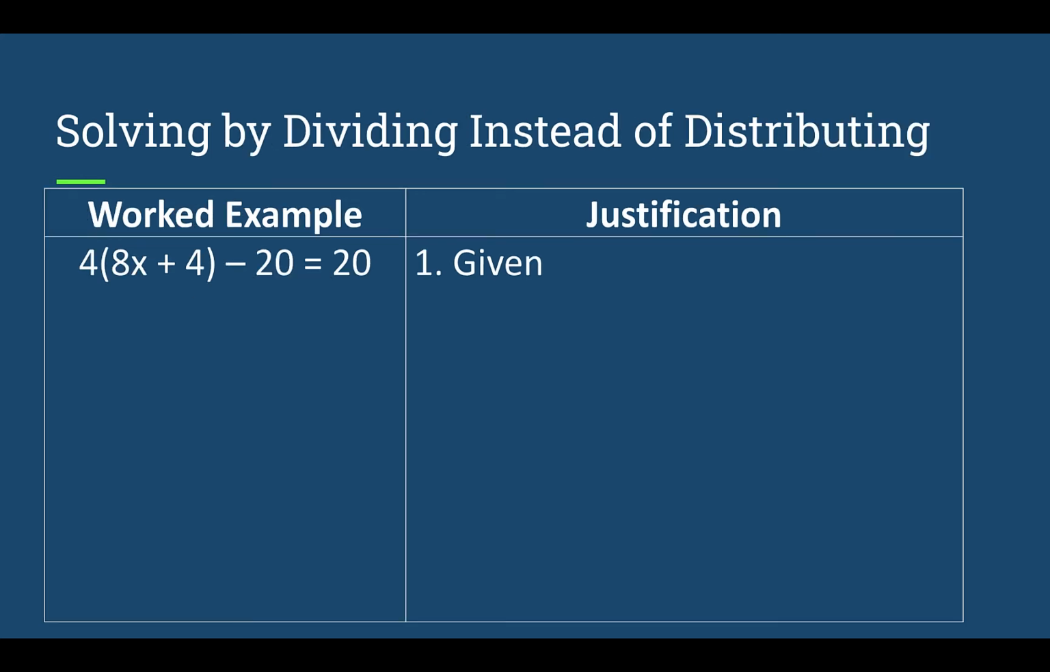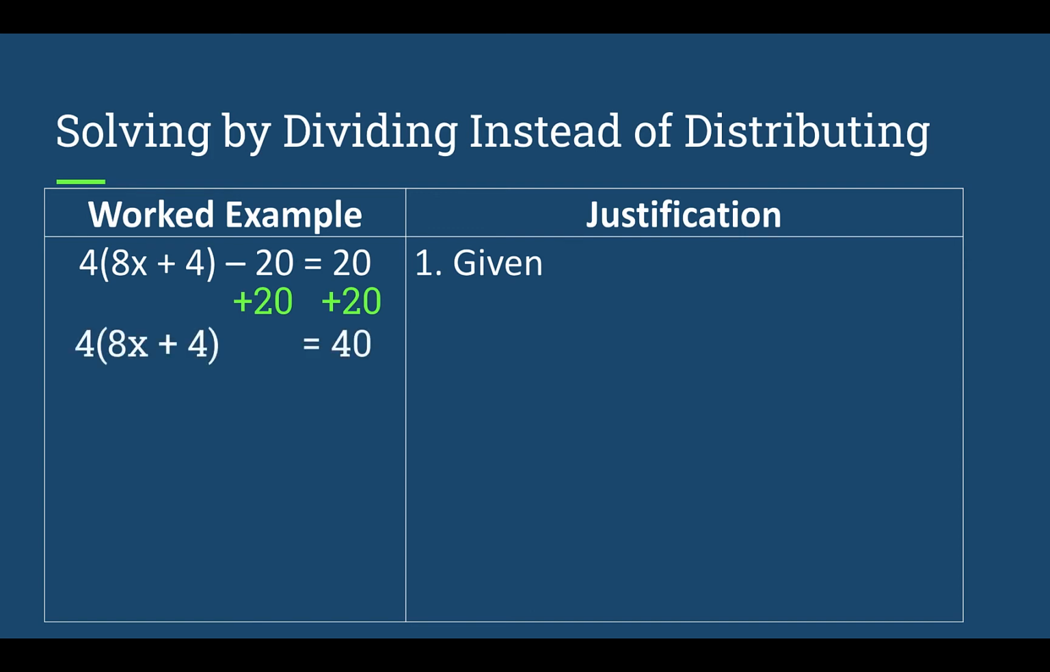Let's look at another example, but instead of distributing, what if we decided to divide by that number out front? Because remember, distributing is just that multiplication. If I'm going to choose to divide instead of distribute, then what I need to do is get that distributive part, so this whole first term here that's showing my distributive, alone on one side. So to do that, I have to do the opposite of -20 to both sides, so I'm going to add 20.